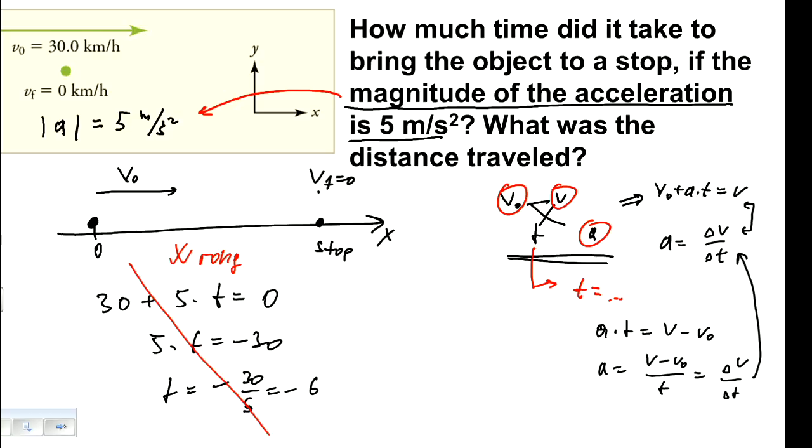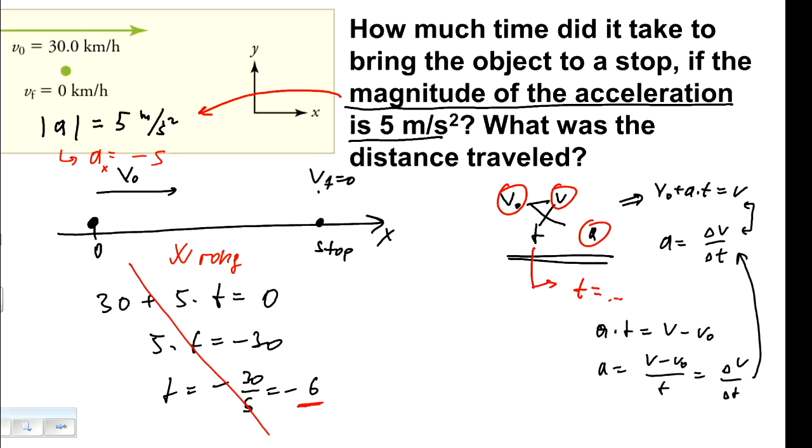Yes, we will. But at this time, we talk about time. It cannot be negative. So what step should be done first? Instead of magnitude of acceleration, we have to write the actual value of this acceleration relative to the x-axis. And what number should we write? Negative 5.